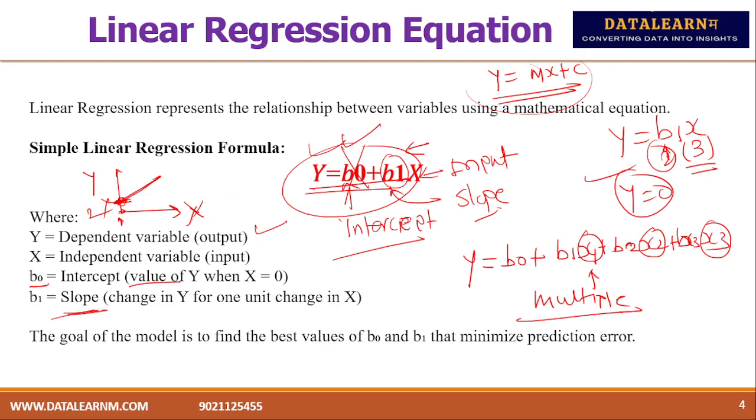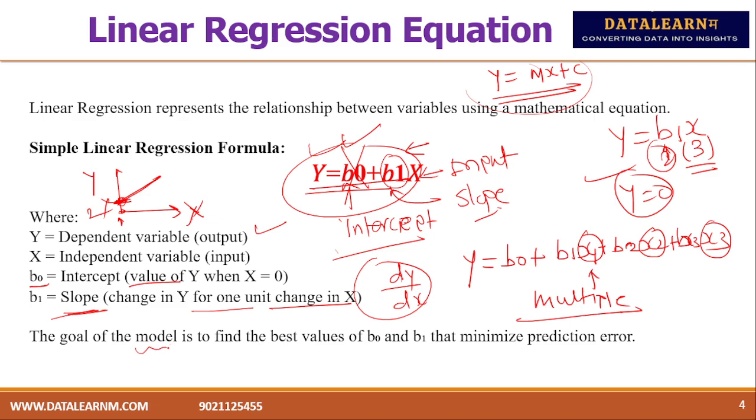So the notation for this is: the dependent variable is the output, the independent variable is the input. b0 is your intercept, that is the value of y when your x, or input, is 0. b1 is the slope, that is the change in y for a 1 unit change in x, like dy by dx, the difference along x and the difference along y.